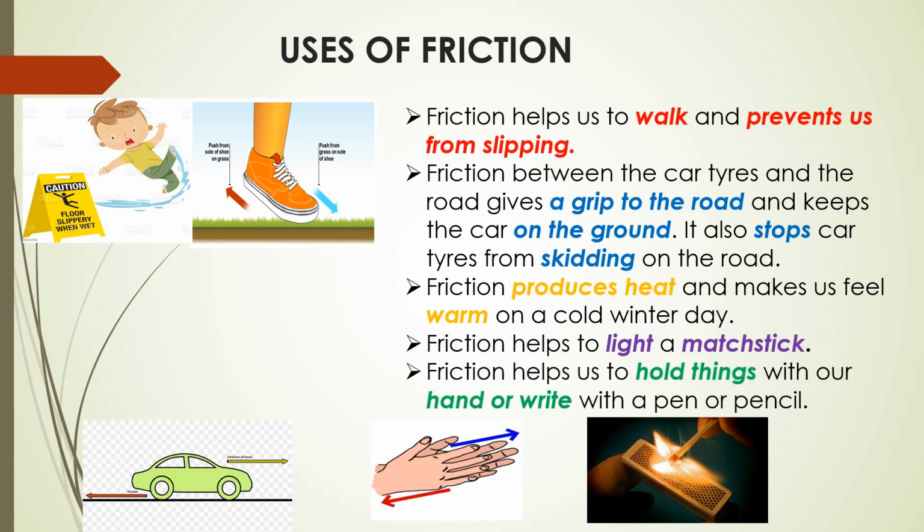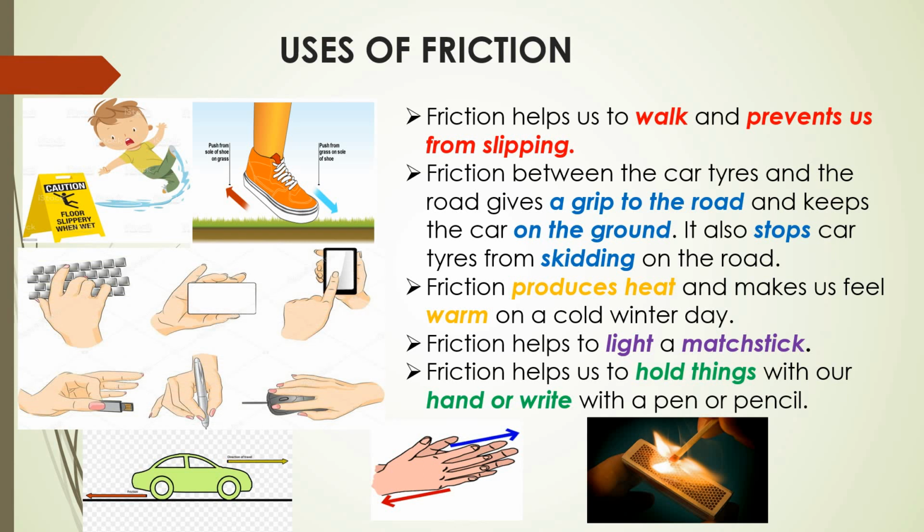Friction helps us to hold things with our hands or write with a pen or pencil. We are able to hold different things with our hand due to friction. And where does friction occur? Between our fingers, palms, and the object which we are holding.